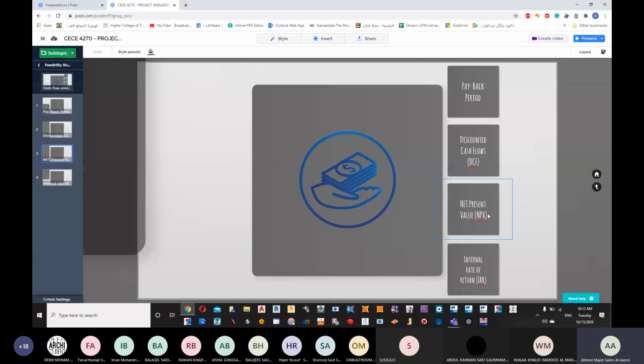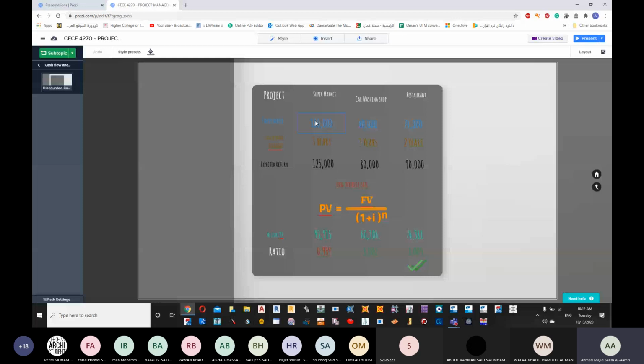Now in discounted cash flow, if you remember, we had an investment value. This investment value needs to be compared with the actual value of that particular project. Here, for example, the investment that they have asked me to put for this supermarket is 100,000 Omani Riyal. But actually, the present value of this particular project is only 93,915. It means that I'm overvaluing the project. It means that they are asking me to pay more than the actual value of the project.